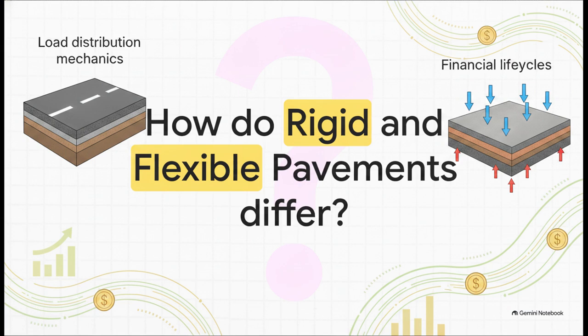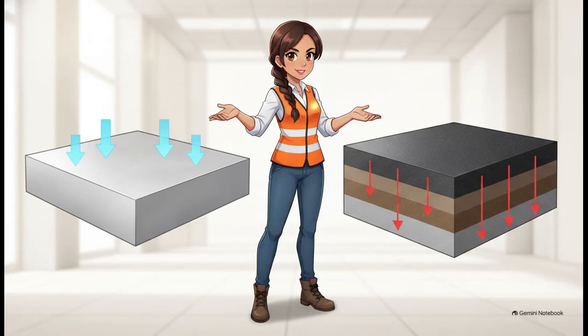You absolutely need to zero in on two things right away: load distribution mechanics and financial life cycles. Here's the blueprint for a killer answer. You want to contrast the two directly. Talk about rigid pavement, cement concrete, right? It uses slab action to transfer loads, giving it a massive 30 to 40-year lifespan, even though it costs a lot more upfront. Then flip the script to flexible pavement, bitumen. It relies on layered grain-to-grain stress transfer. It's way more economical initially, but you're only looking at a 15 to 20-year life. Lay it out just like that.